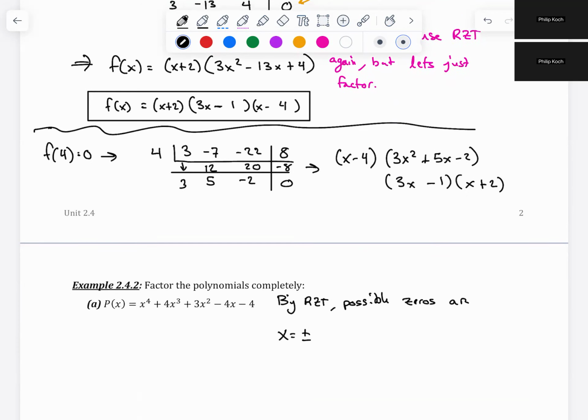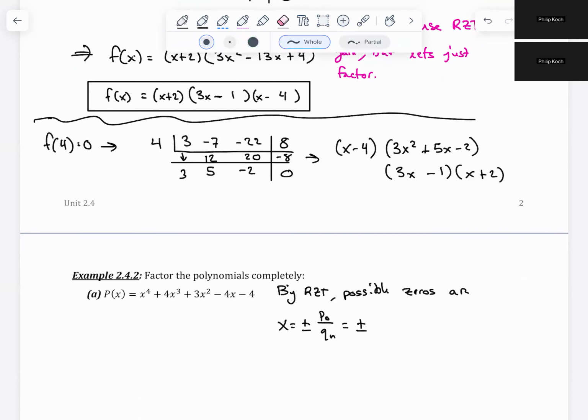Let's write off Pucan Sam, right? A sub 0 over A sub n. Factors of A sub 0 over A sub n. That's why it's Pucan Sam. I'm going to write P sub 0 over Q sub n. And that'll be plus or minus. A sub 0 in this case is 4. Well, negative 4, but either way.